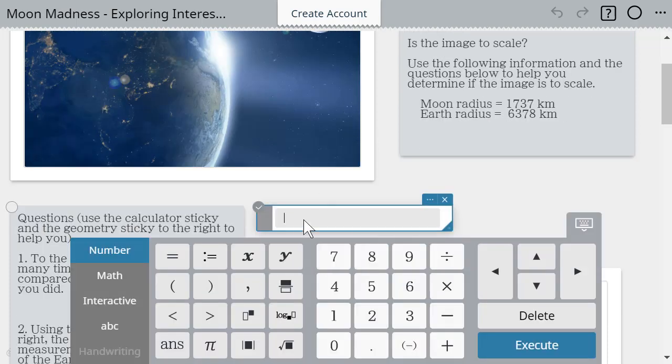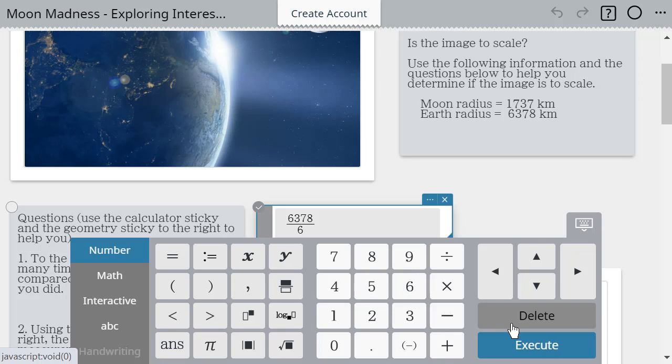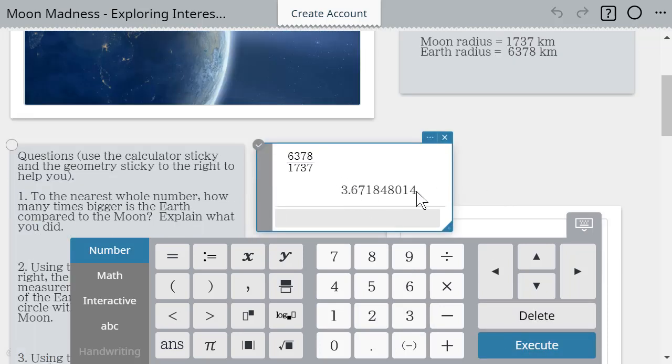So this is a calculate sticky. We could just enter our numbers here, Earth, and use our fraction button here, or use division and do the same thing. 1737. And we're going to get a decimal answer. And what we are asking them is to the nearest whole numbers. So the Earth's about, if they were to round this, understanding their rounding rules, 3.6 is going to round to 4, so about 4 times bigger. So they're going to answer that question. It's about 4 times bigger.